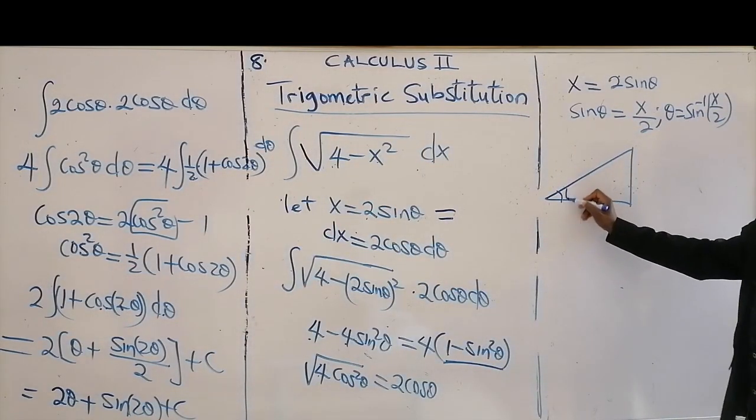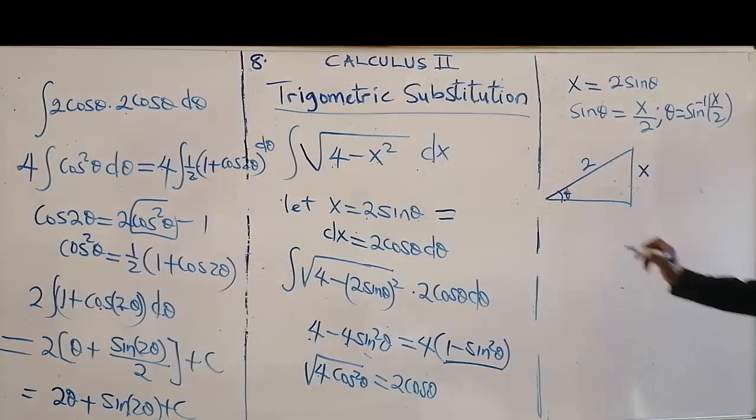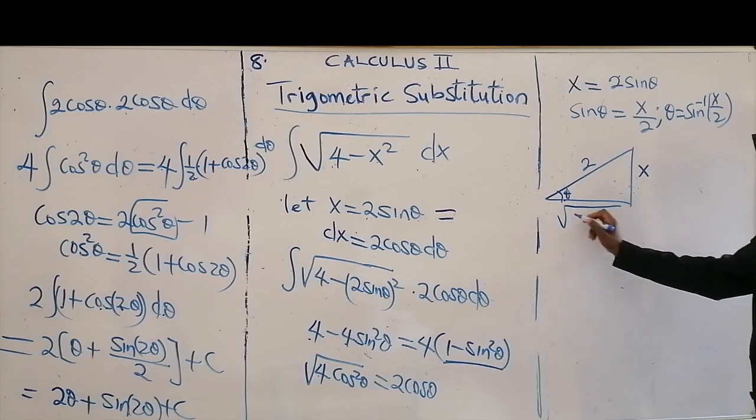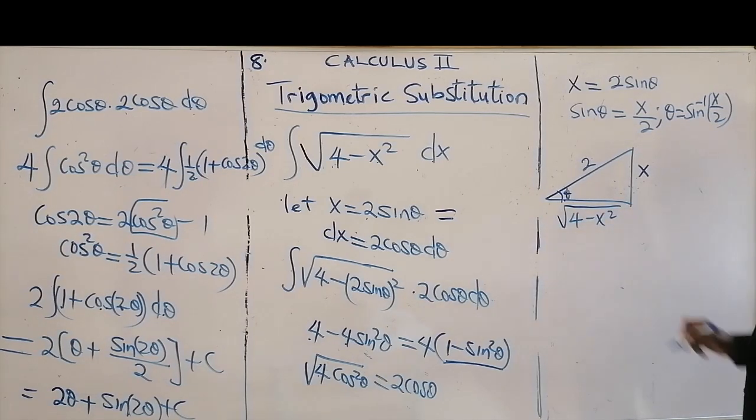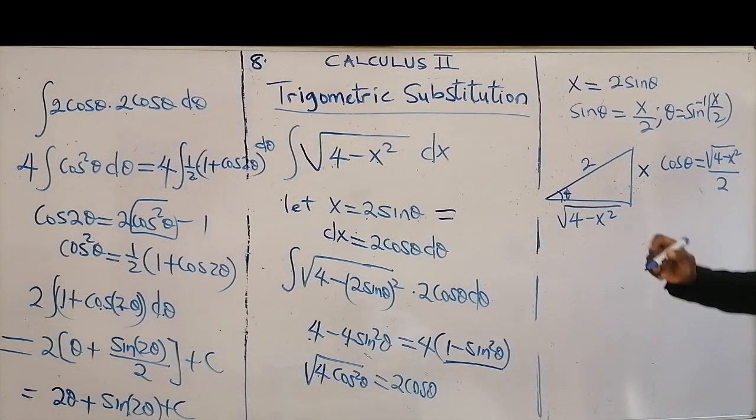So let's get the other trig ratio. Sine theta is opposite over hypotenuse. Then we can get this place, so this place will be 4 minus x squared. In that case now, cos theta will be adjacent over hypotenuse, which is the square root of 4 minus x squared over 2. So that's that.